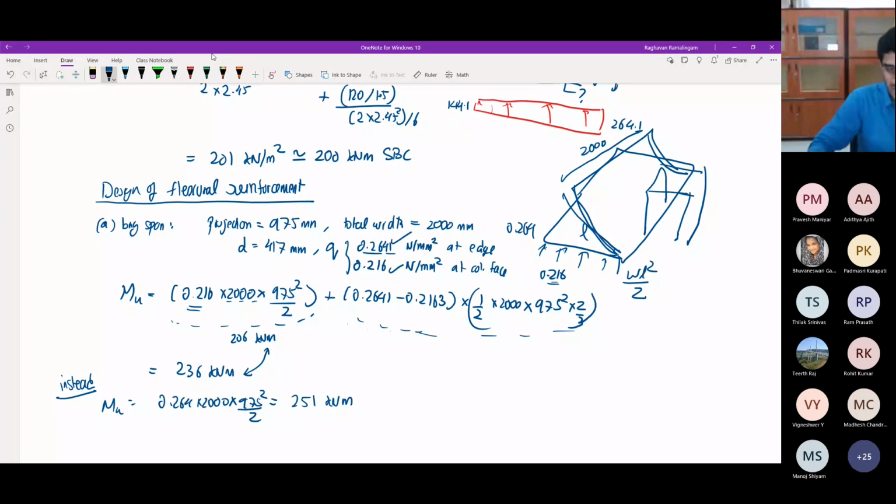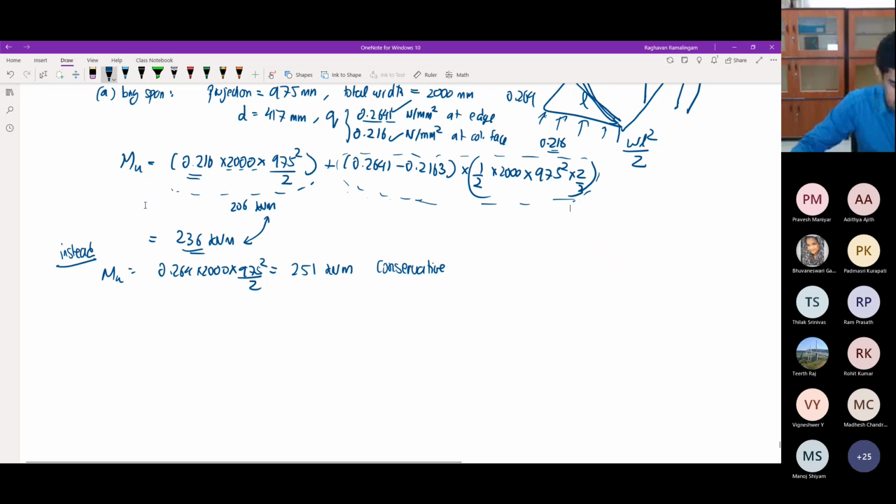Okay, so when I do this, I get more than the accurate value. So this is conservative. If you do not want to use the big way of finding the moment, you are free to just take the largest value of your pressure, assume it to be uniform, and then calculate the moment. So you are allowed to do this. Anyway, the moment has been found.